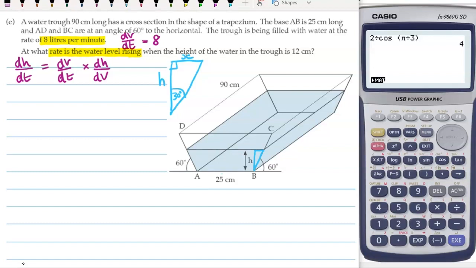So we need to be able to work out that x value in terms of h. Well, this is using the opposite and the hypotenuse. So if we're working out x, that's going to use tan.